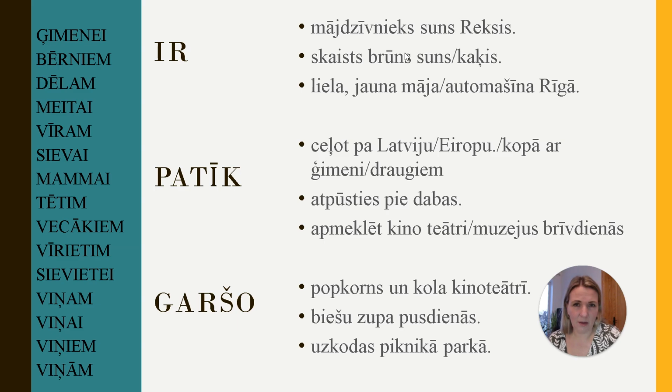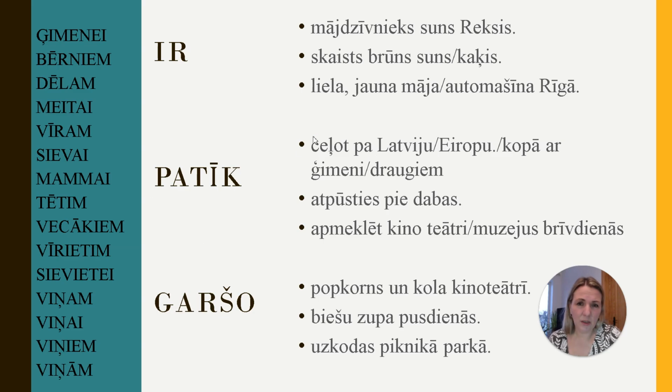So ģimenei ir mājdzīvnieks suns Reksis. Ja, viņiem ir skaists brūns kaķis vai suns. Vai ģimenē ir liela jauna māja vai automašīna. And Riga, for example. Yeah, you can add where as well. So the patīk.